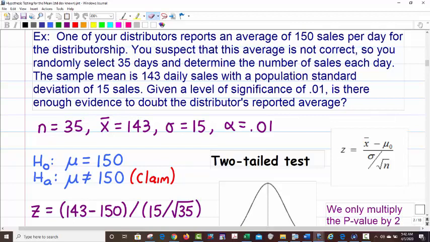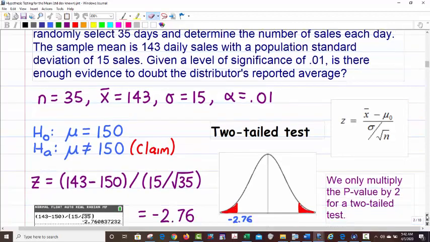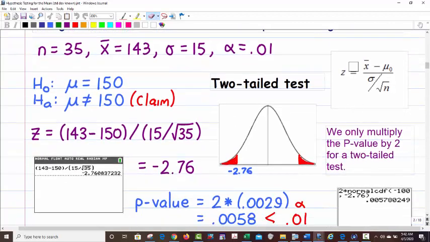So here's the test statistic, and this is just basically plugging numbers into a calculator here. The X bar, got to get the numerator in the right order. That's your 143, your sample mean, minus the mu zero, what we're testing against, which is 150, divided by 15, which is standard deviation, divided by the square root of 35. And you see I just did that right there in the calculator, which any scientific calculator could handle. And I get negative 2.76.